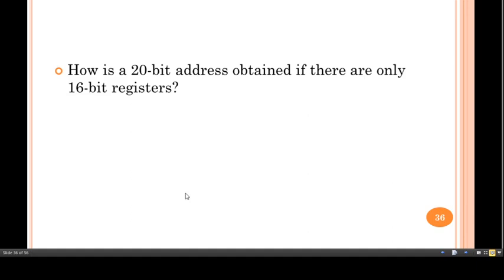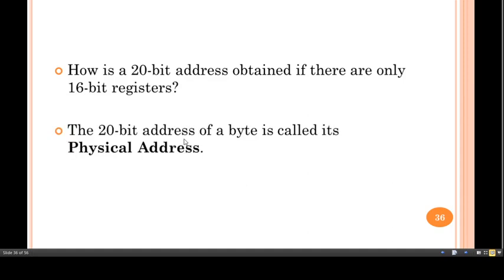Now we have seen that with the help of 16-bit registers we are going to locate 20-bit addresses. But how is it possible to obtain a 20-bit address by using only 16-bit registers? So in a few slides we are going to explore the answer to this question. So the 20-bit address of a byte is generally called a physical address. As we have seen, 00000H is the physical address of a memory location.